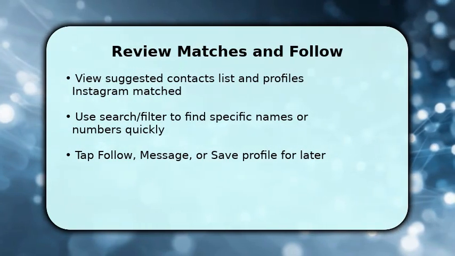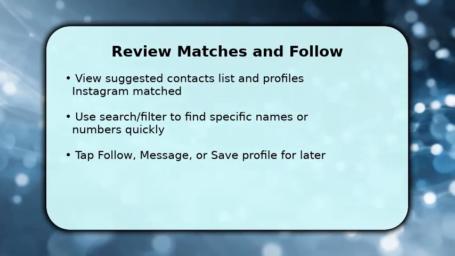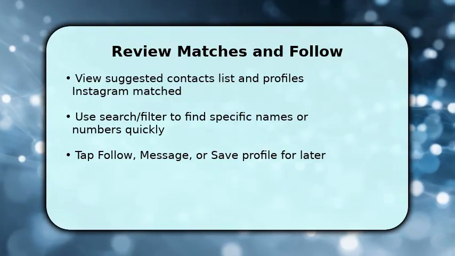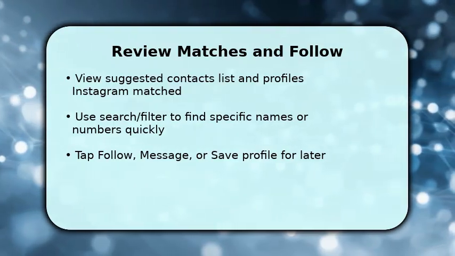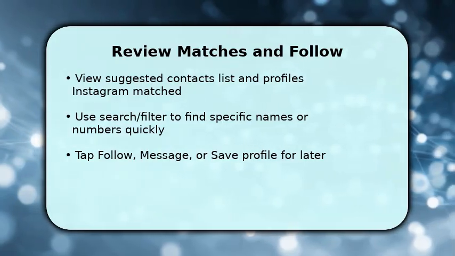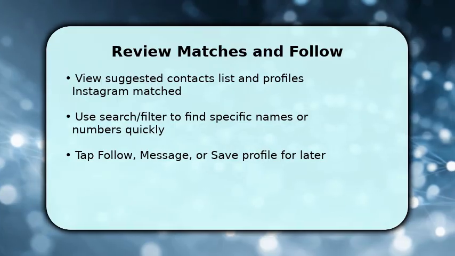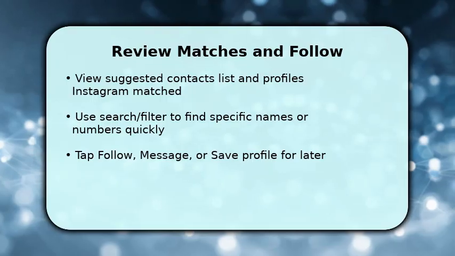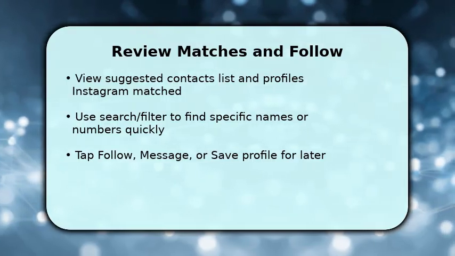Review them carefully because auto matches can be imperfect. If a long list appears, use the in-app search or filter to jump to a specific name or number. This saves time and prevents accidental follows. When you find someone, tap follow to connect or message if you want a private introduction. If you're unsure, save the profile to revisit. These choices control who sees.